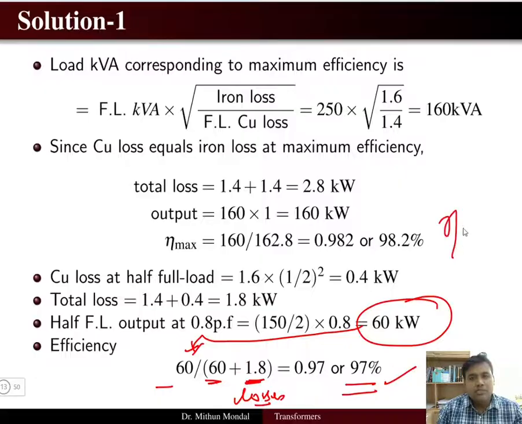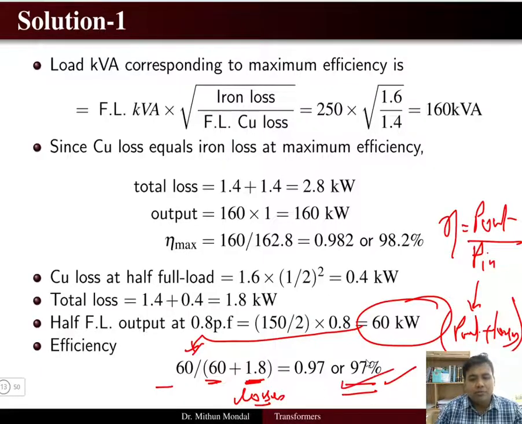So remember, the efficiency is basically the formula power output by power input, and power input can be written as power output plus losses. So we can get an efficiency of 97% under the condition. So we have dealt with this problem under the maximum efficiency condition and at full load condition as well as half full load condition.